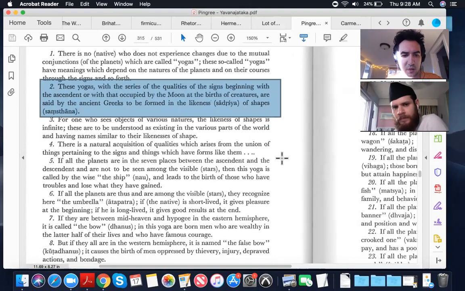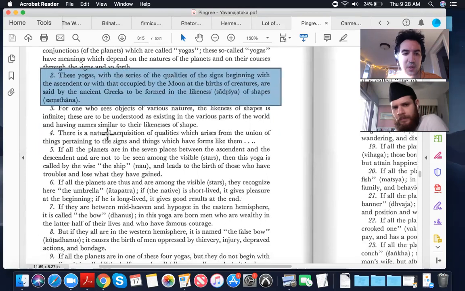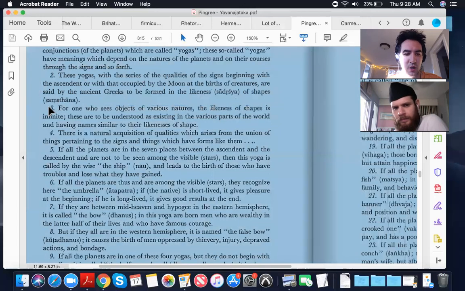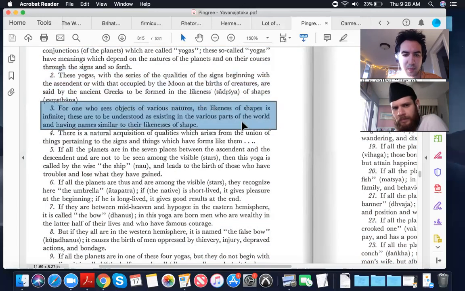But then he talks about how these yogas have these poetic names, like the ship and the umbrella. And he seems to be saying here in Shloka 3 that for one who sees objects of various natures, the likeness of shapes is infinite. I didn't really understand this at first, but I think what he was saying is, well, I'll read the rest. These are to be understood as existing in the various parts of the world and having names similar to their likeness and shape, meaning that the names of the yogas are a poetic way of interpreting them or something like that. I think that's what he's hinting at, at least.